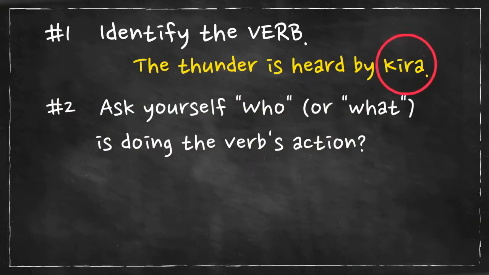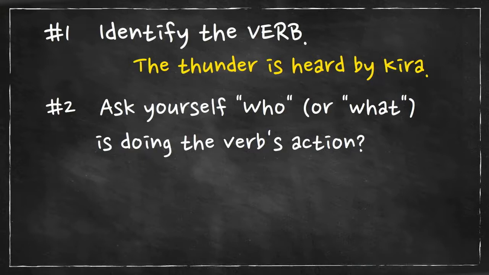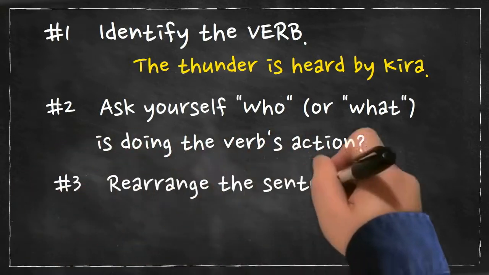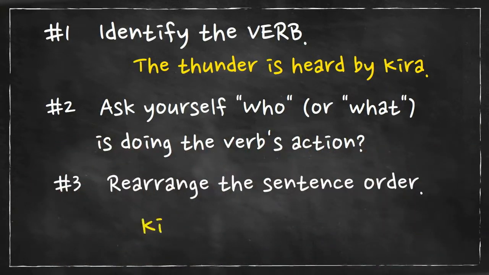Kira is the one who hears. Therefore, she is doing the verb's action. Number 3, rearrange the sentence order. Kira heard the thunder.